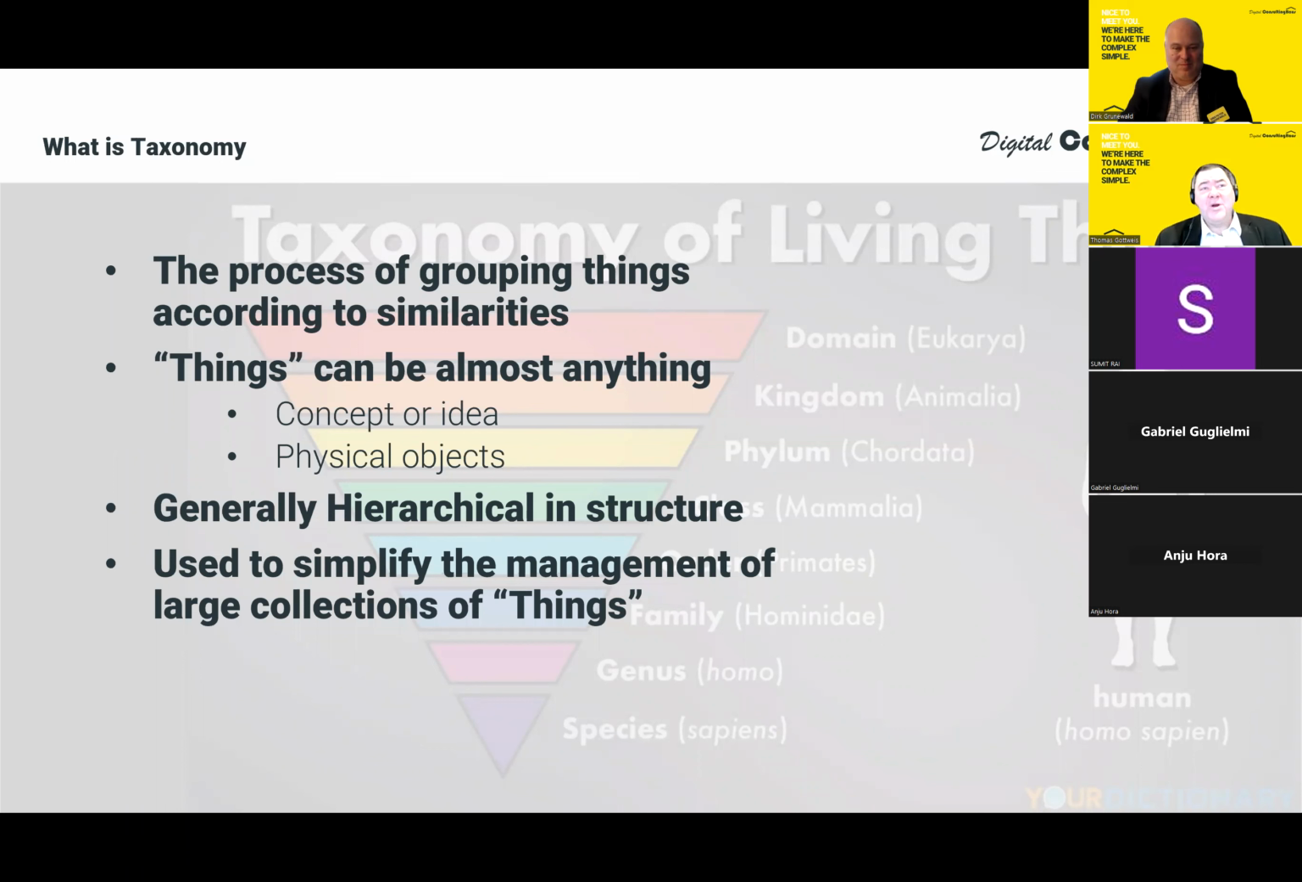For the purposes of what we're going to be talking about today, we're going to be talking more about physical objects, and more specifically, the products that you sell. So generally, taxonomies are hierarchical in structure, but not always. There are network taxonomies as well. They're not used nearly as much. And so let's talk a little bit about the management of these collections of things. If I could get the next slide, please.